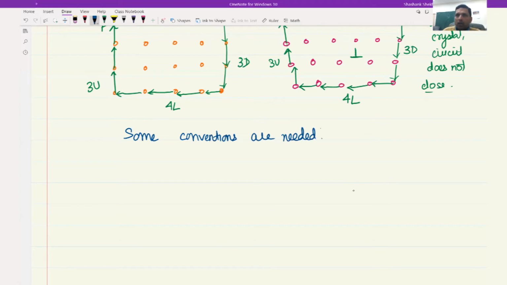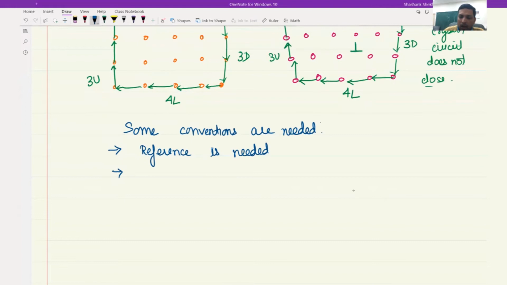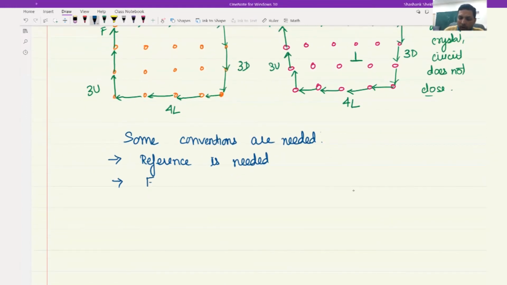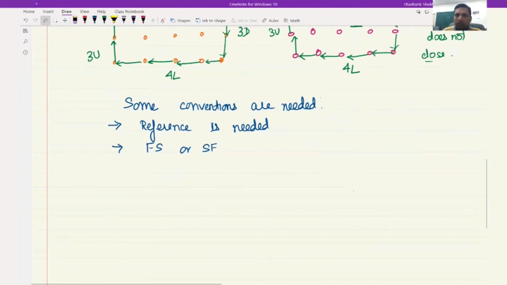So some conventions are needed. One, a reference is needed. So we are doing it with respect to this reference. Then we need to establish whether we want to go finish to start or start to finish. So you have to have this convention, and you will have to stick with the convention for a given system.